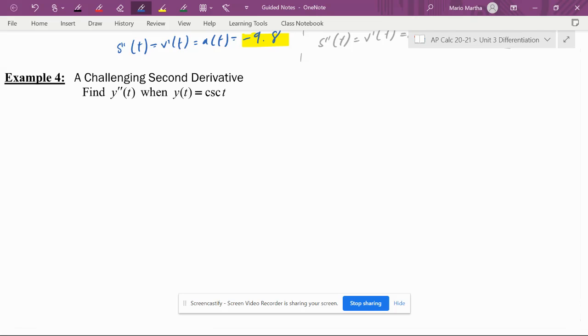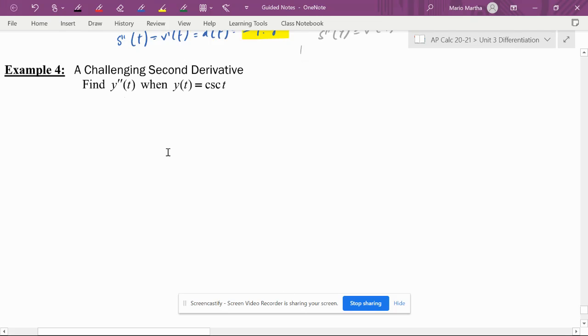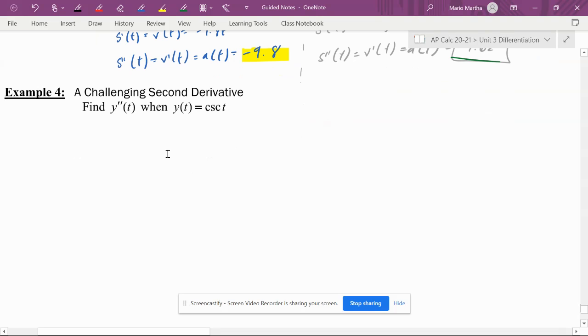So we challenge the second derivative. We want to find y double prime of t when y of t is equal to cosecant of t. Now for this one, it's our last problem. So we want to do y prime of t first, right, as always. And then again, you guys can look back in your notes and remember that the first derivative of cosecant is negative cosecant of t times cotangent of t. All right.